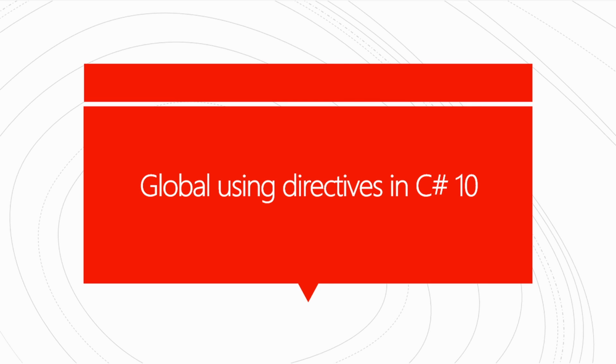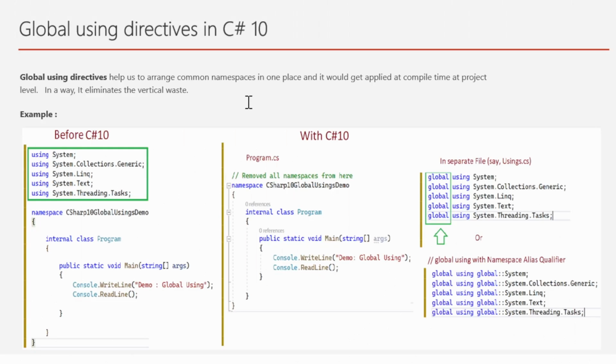Global using directive in C# 10. What are global using directives? Global using directives help us arrange common namespaces in one place, and they get applied at compile time at the project level. In a way, it eliminates the vertical waste. Let's understand it from an example.